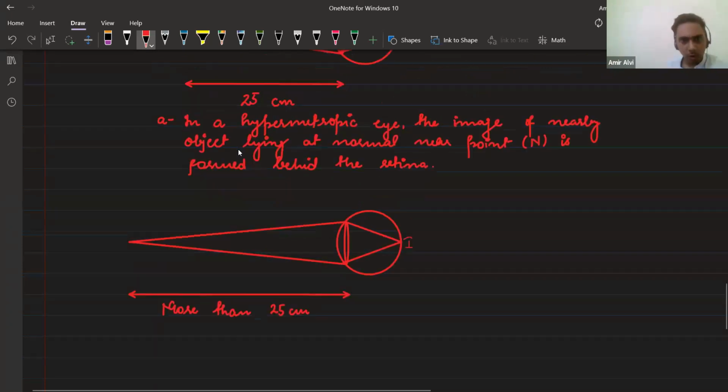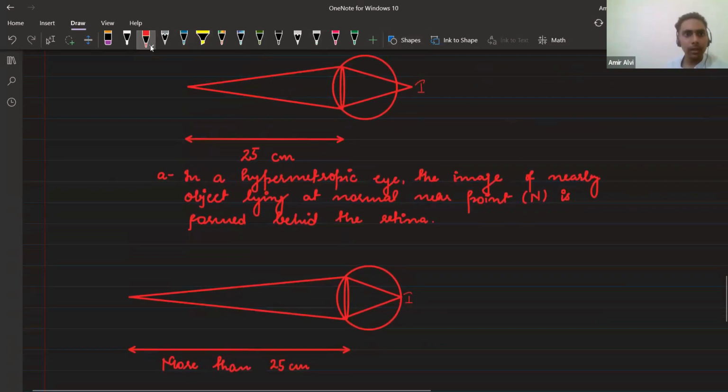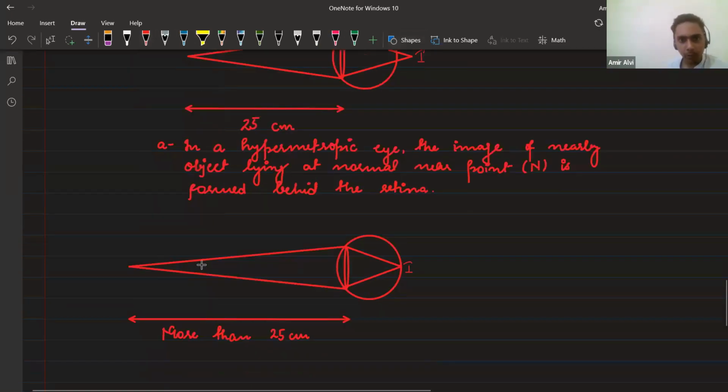And if I draw, what should be the correct normal near point? If I draw this thing, it would be like this. So the actual near point should be somewhere here. Okay, I'm going to draw that so that you can take the reference. Okay. So the actual near point is this, but due to hypermetropia, it has increased.